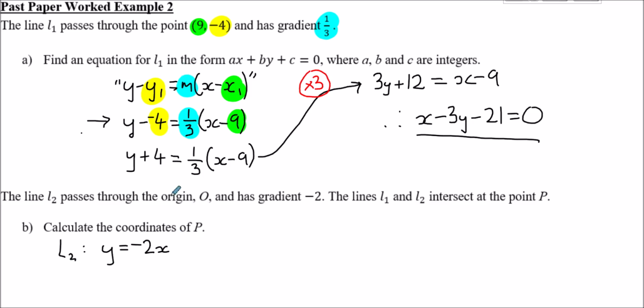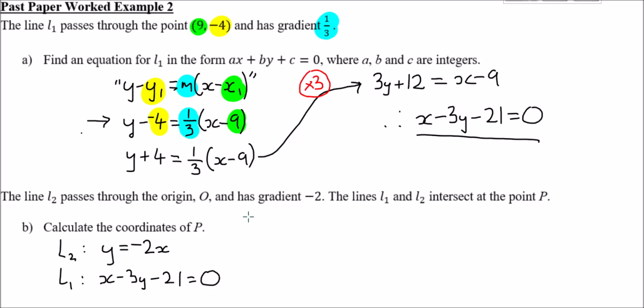L1, we worked out what L1 was before. L1 was this here. So L1 is x minus 3y minus 21 equals 0.